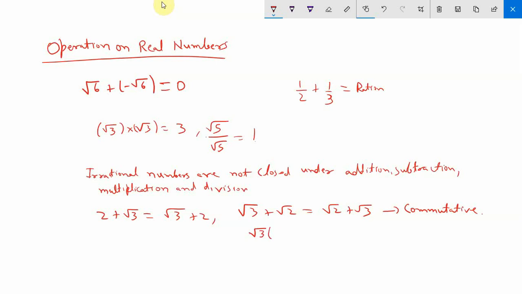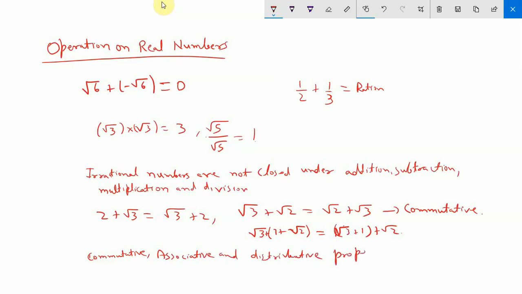Then the associative property, if we see, will also be applicable for root 3 plus 1 plus root 2. Okay, root 3 plus 1 plus root 2. And similarly, the distributive property is also applicable for irrational numbers. Okay, so we know that commutative, associative, and distributive properties are applicable for irrational numbers also.